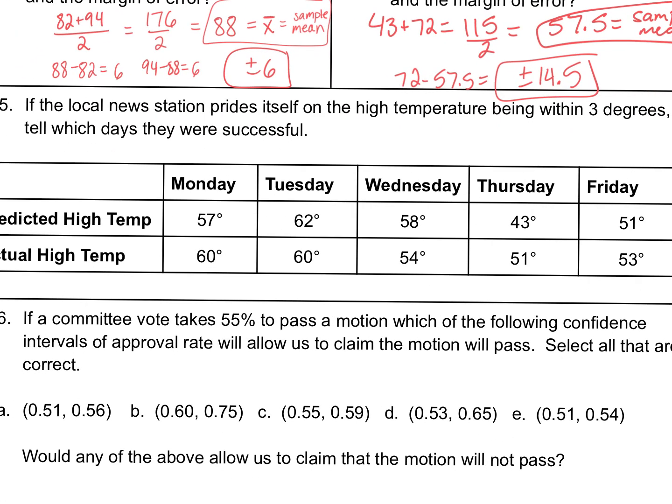Examples, okay, using data. So if the local news station prides itself on the high temperature being within 3 degrees of what they say it's going to be, tell which days they were successful. So I'll give you a minute, circle the days there where they were successful. They were within their margin of error, which would be plus or minus 3. Okay, what days?